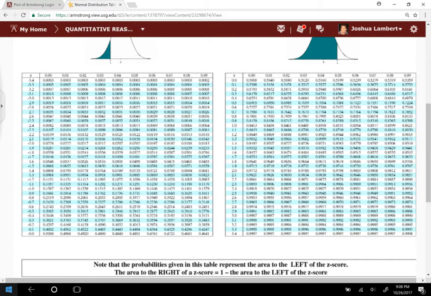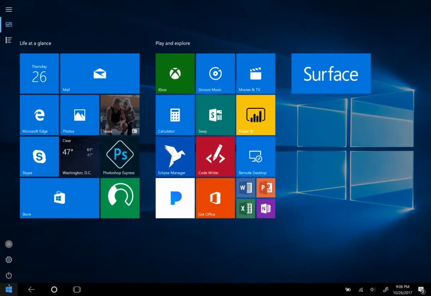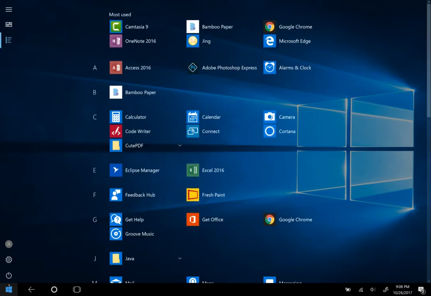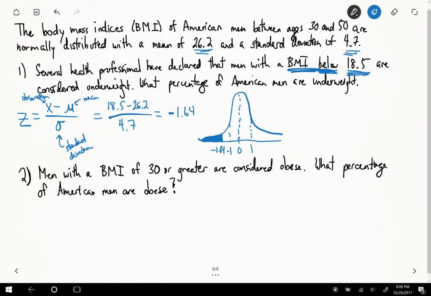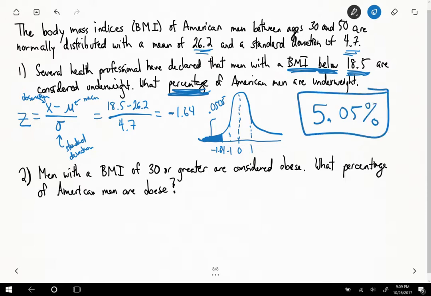So we're going to have to do some conversion here. So we'll go back to that little table there, and 0.0505 is our answer. And so we'll bring that back up. And so we know that this is 0.0505. And so written as a percentage, what percentage of Americans are underweight? You multiply that by 100, you get 5.05%. Okay, that's simple.